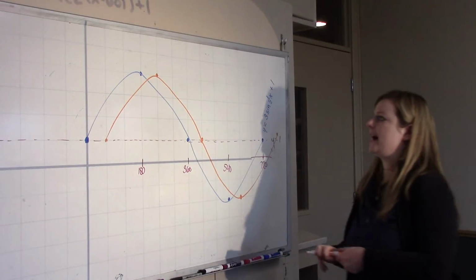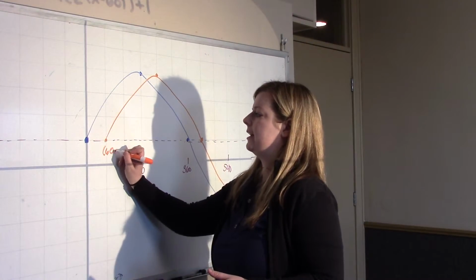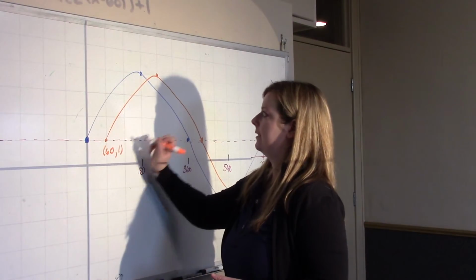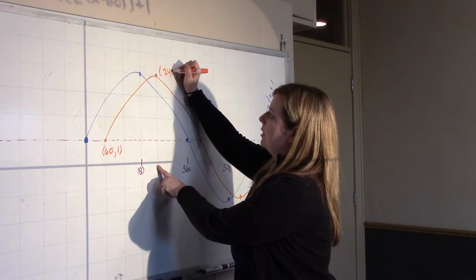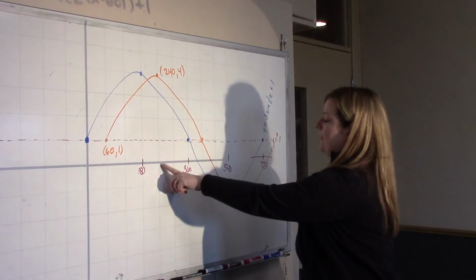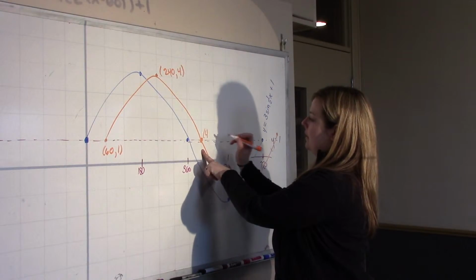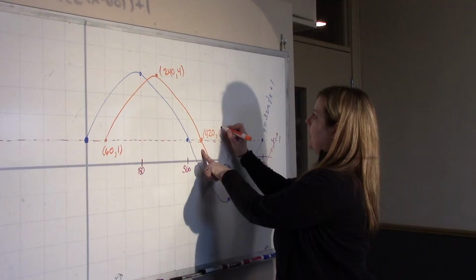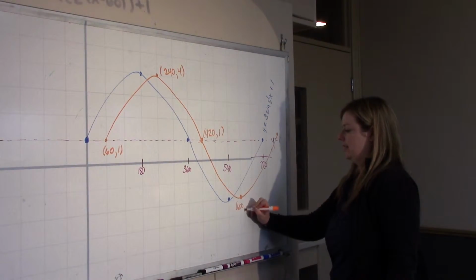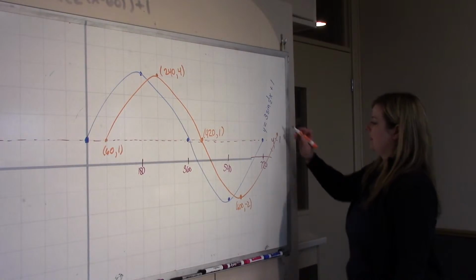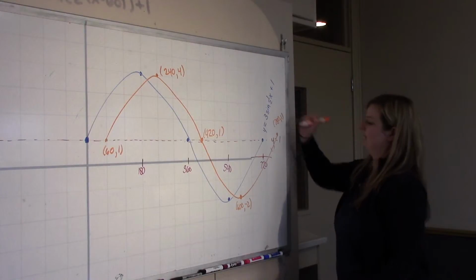Now often you'll be asked to label the coordinates. So this coordinate would be 60, 1. This coordinate would be 180 plus 60, so 240, 4. This coordinate would be 420, 1. This coordinate would be 600, -2. And this coordinate would be 780, 1.